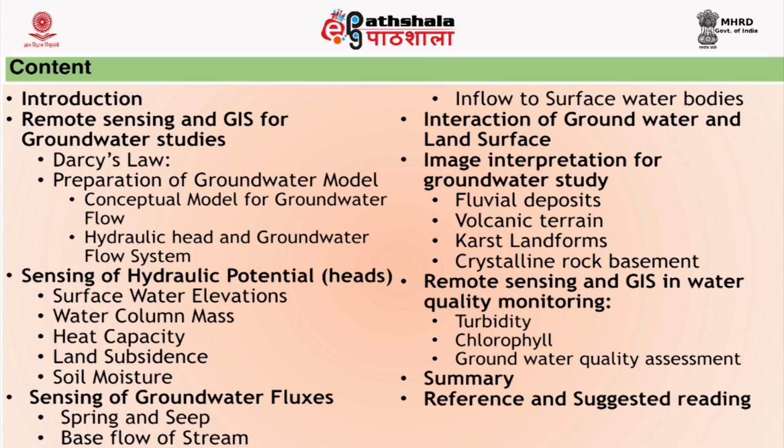In this module, we also discuss how the groundwater conditions are different in different geological terrain, and using remote sensing and GIS technique, how we can extract information about the groundwater from different terrain. Here we also discuss how the groundwater interacts with the surface and surface water bodies. So using this feature, we can also get information about groundwater potential, groundwater head, groundwater flux, groundwater recharge and groundwater quality. And we can also apply remote sensing and GIS technique to assess the groundwater quality of an area.